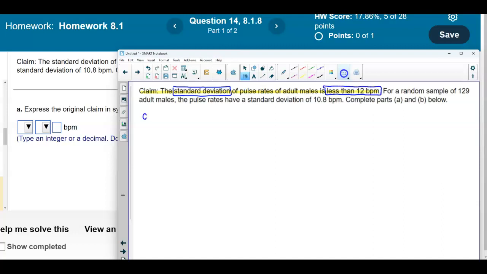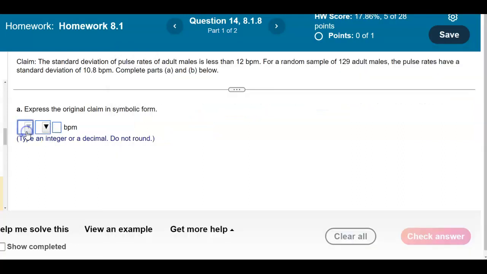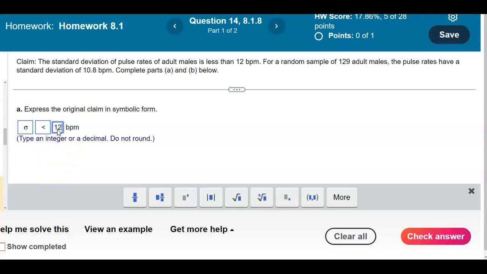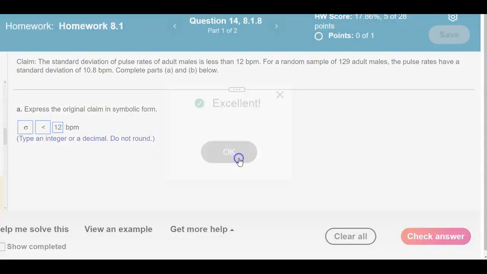So in part A, we want to find out what the claim is. Well, the claim is the following. We're going to use the symbol because it's telling us it's the standard deviation. The symbol for standard deviation is sigma, and it's saying less than, so we're using the less than inequality, and it's less than 12. So therefore, there is the claim. We're going to put in here sigma less than 12. So let's go ahead and do that. Sigma less than 12. Let's check our answer, and there's our result.